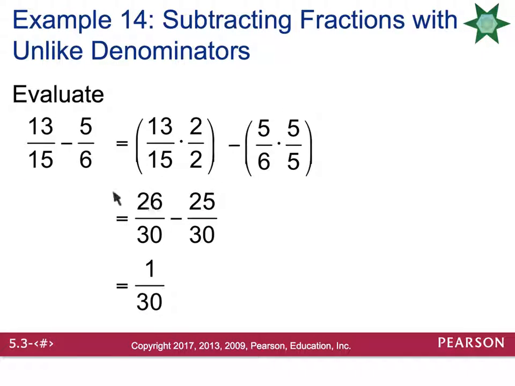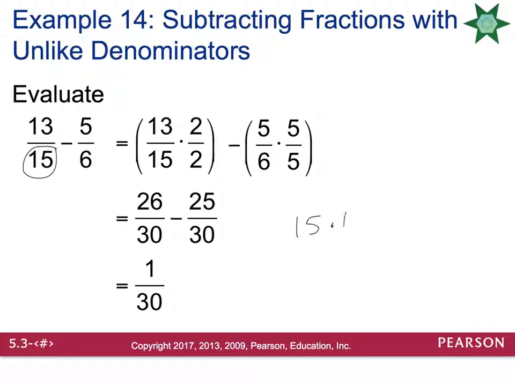Finally, let's look at one more example. Let's say we have 13/15 minus 5/6. Our common denominator here is 30. 30 is the smallest number that both of those go into. Now, how do we determine that? One trick you can do is take your bigger number and start looking at multiples of that.